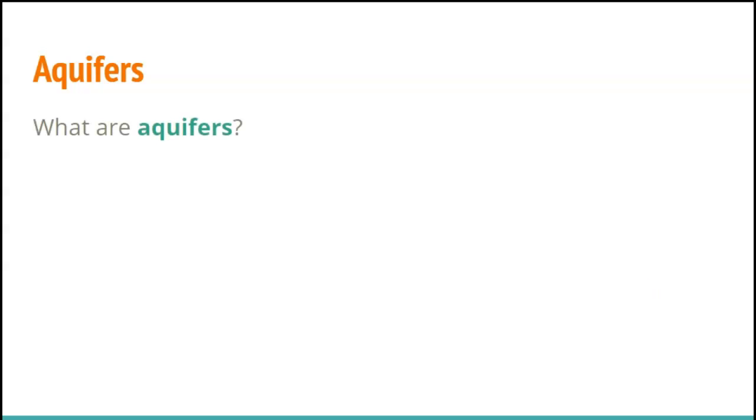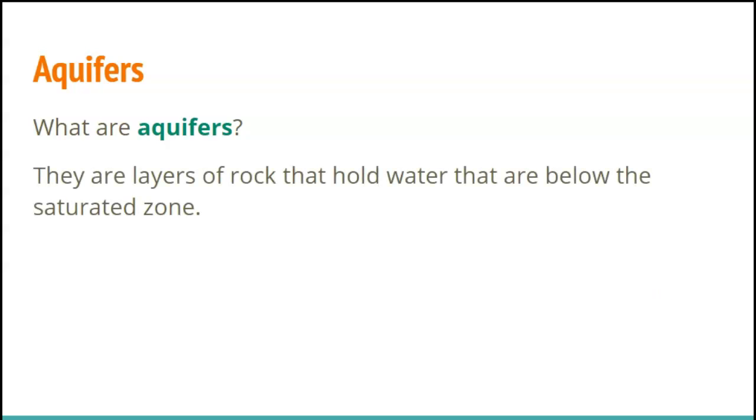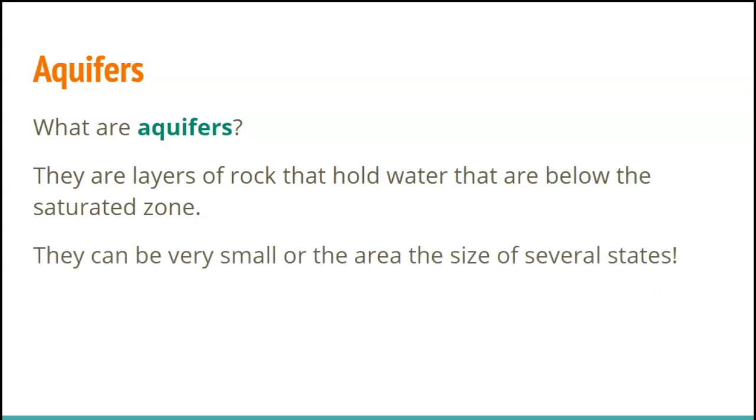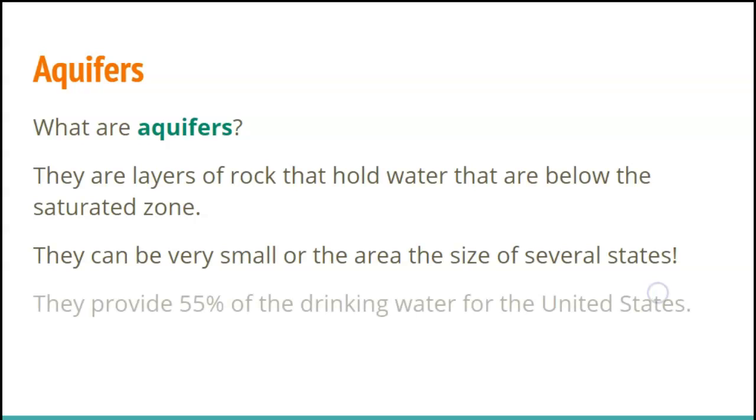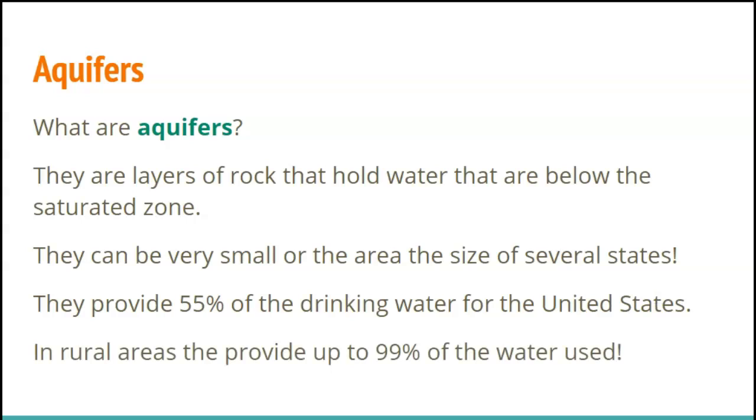Aquifers. What are aquifers? They are layers of rock that hold water that are below the saturated zone. They can be very small or the area the size of several states, so they can be extremely large also. They provide 55% of the drinking water for the United States. So, of course, aquifers are very important. In rural areas, in other words, out in the country, they provide up to 99% of the water used. So that's really interesting. Make sure you understand how important aquifers are.